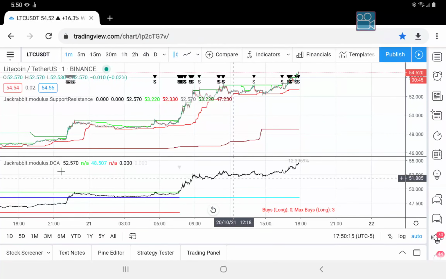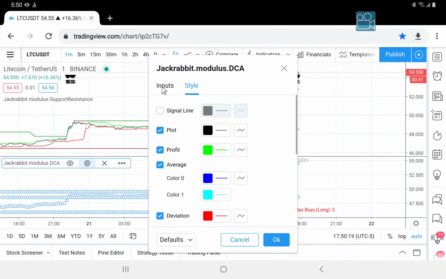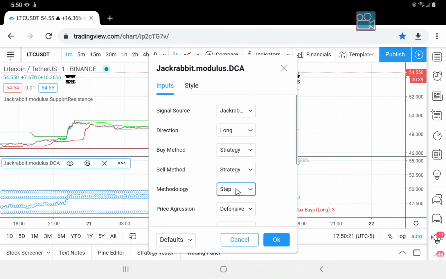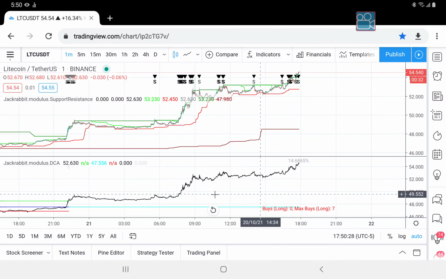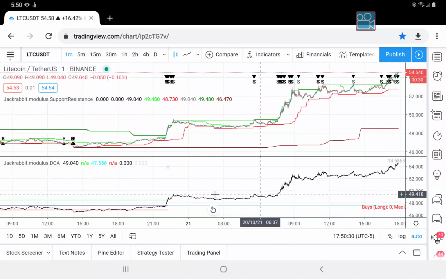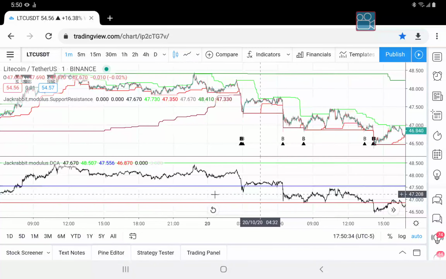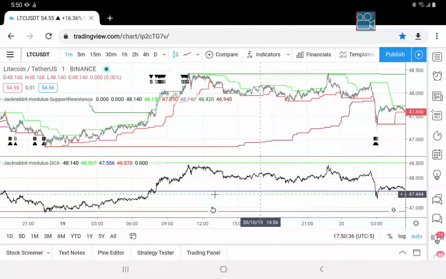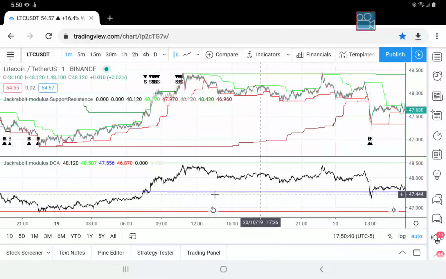This is a simple step method. If you wanted to be more aggressive, then you would go to the price method. And even still, it does very well on a coin that I normally would not trade. So that's something to bear in mind as you're working.